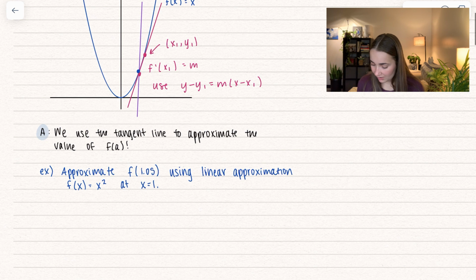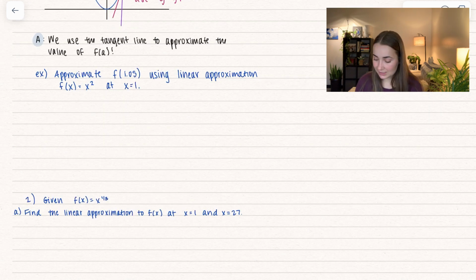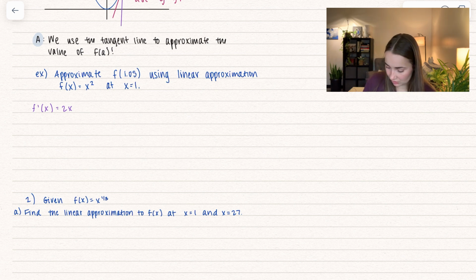Here we want to approximate f of 1.05 using the function f of x equals x squared at x equals 1. So like we talked about, what we need to do is find the tangent line. In order to find the tangent line equation, we need to find the first derivative. So f prime of x is equal to 2x. In order to find the slope of our tangent line, m, we want to plug in our corresponding x value. So in our case, we're going to plug in 1. So that's equal to 2 times 1, which is equal to 2. So we found our slope.